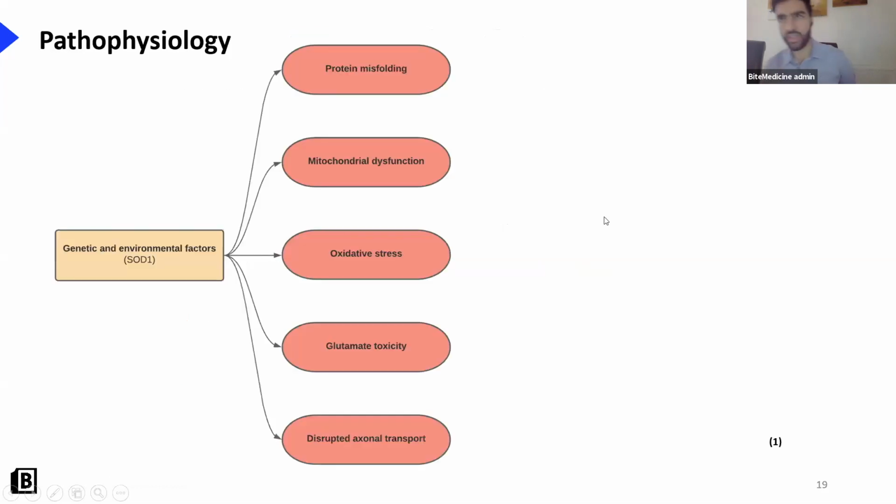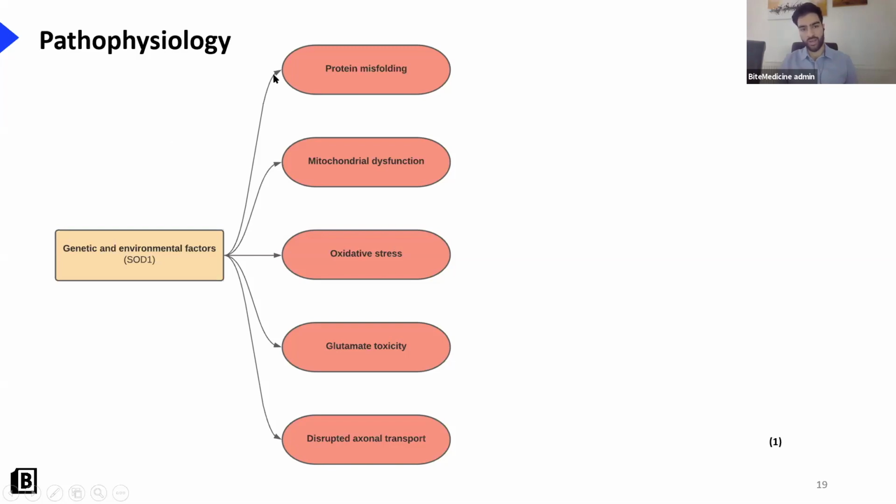So let's think about the pathophysiology in a bit more detail. We have some genetic and environmental factors. You know, smoking might contribute. In terms of genes, we have this superoxide dismutase 1. Superoxide dismutase 1 is responsible for mopping up free radicals, okay? So if you don't have this protein or gene functioning correctly, you'll end up getting oxidative stress on the neurons, and that can lead to neuronal death.